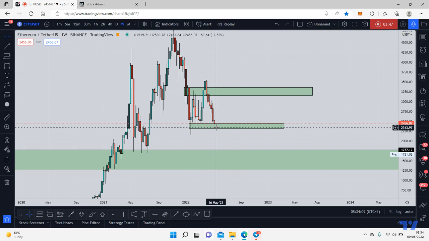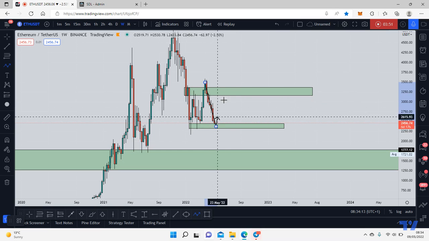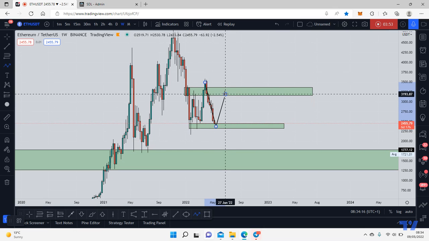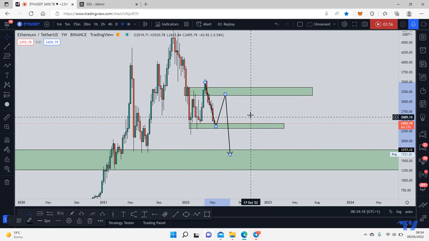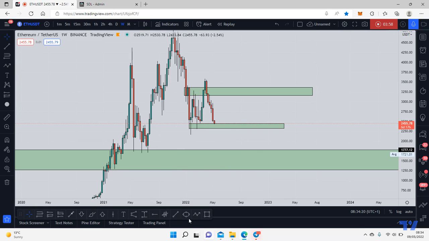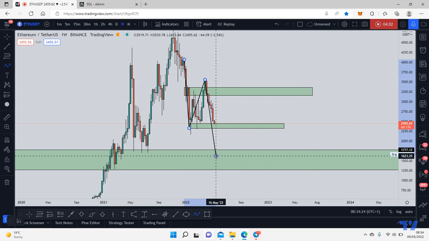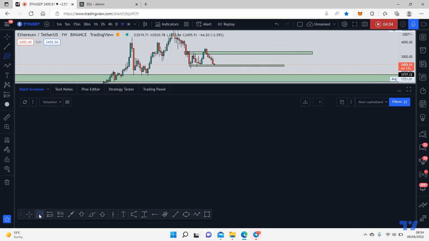We see the fake out above this zone and then break back below. Usually when the market makes a fake out and breaks back below, it will go for a retest of the previous resistance, once again resistance, before seeing the continuation to the downside. Also on the weekly time frame, we have this impulse, this correction, and we definitely expect the continuation.